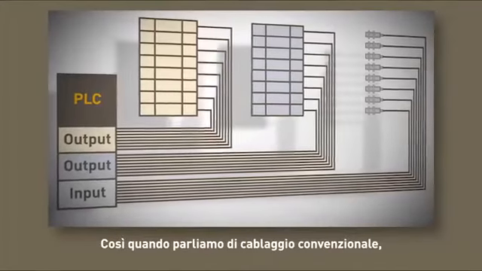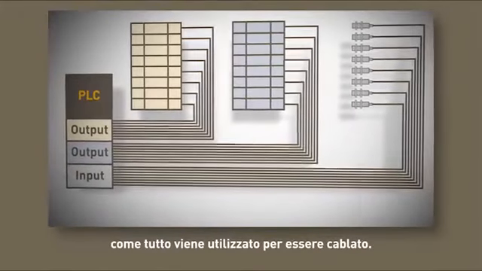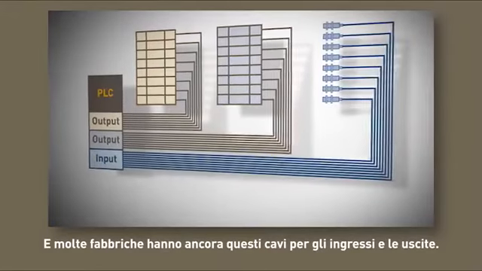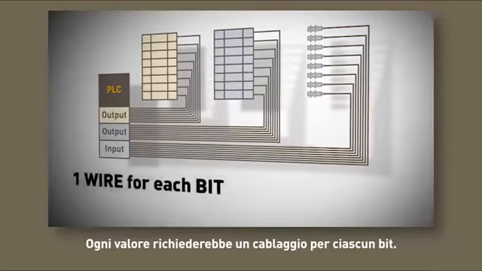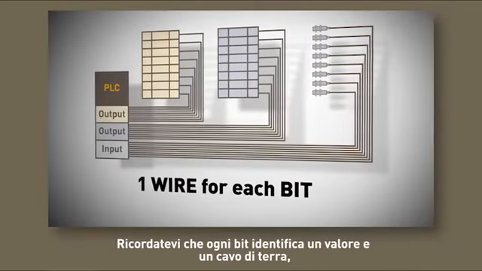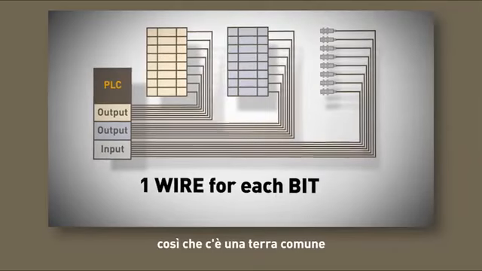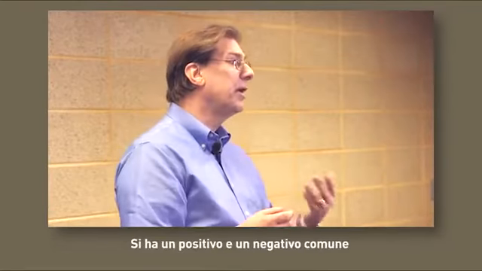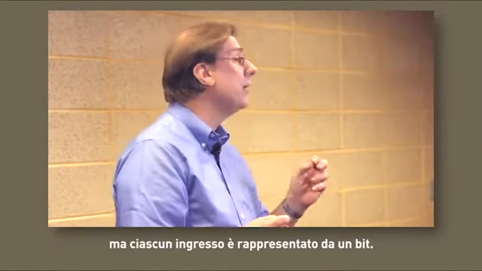So when we talk about conventional wiring, as you see here on the screen, everything used to be hardwired. And a lot of plants still have hardwired inputs and outputs. Each valve would require one wire for each bit. Remember, each bit fires one valve, and a ground wire, so you have a common ground, but you have an output to fire each valve. Inputs are the same way. You might have a common plus and a common minus, but each input is one bit.